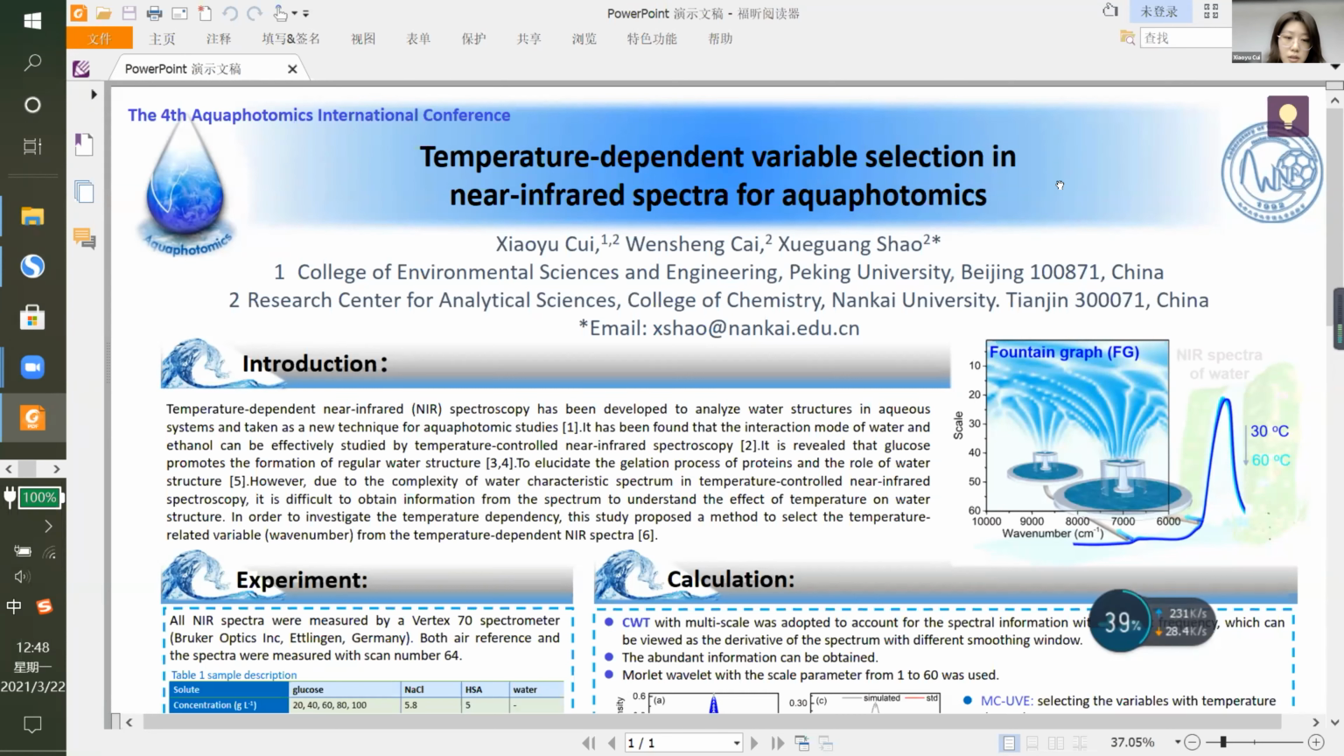However, due to the complexity of water characteristics in temperature-controlled near-infrared spectroscopy, it's difficult to obtain information from the spectrum to understand the effect of temperature on water structure. In order to investigate the temperature dependency, this study proposed a method to select the temperature-related variables from the temperature-dependent NIR spectra.